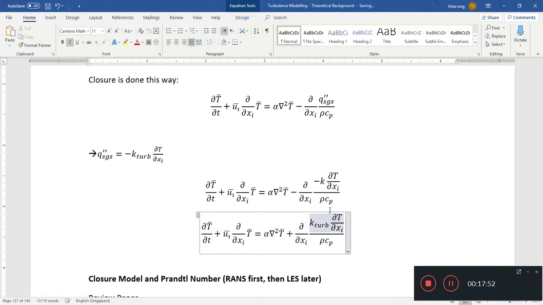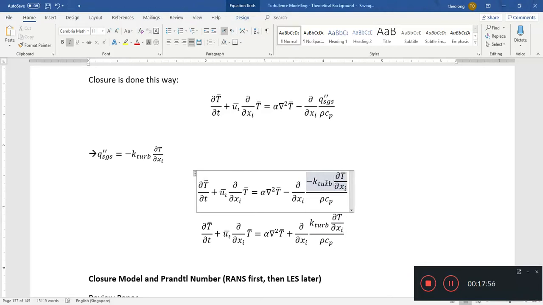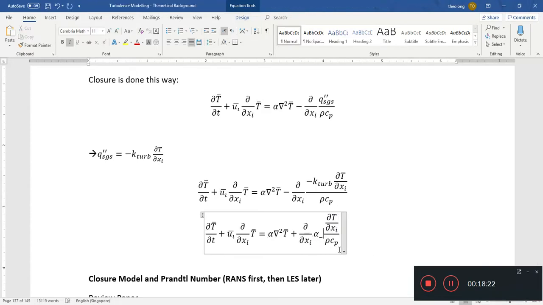This is a turbulent conduction term, similar to how we model the velocity part of the turbulence. The momentum turbulence has some increase in kinematic viscosity. We do the same for turbulent flow of temperature and conduction. So this actually becomes alpha t.